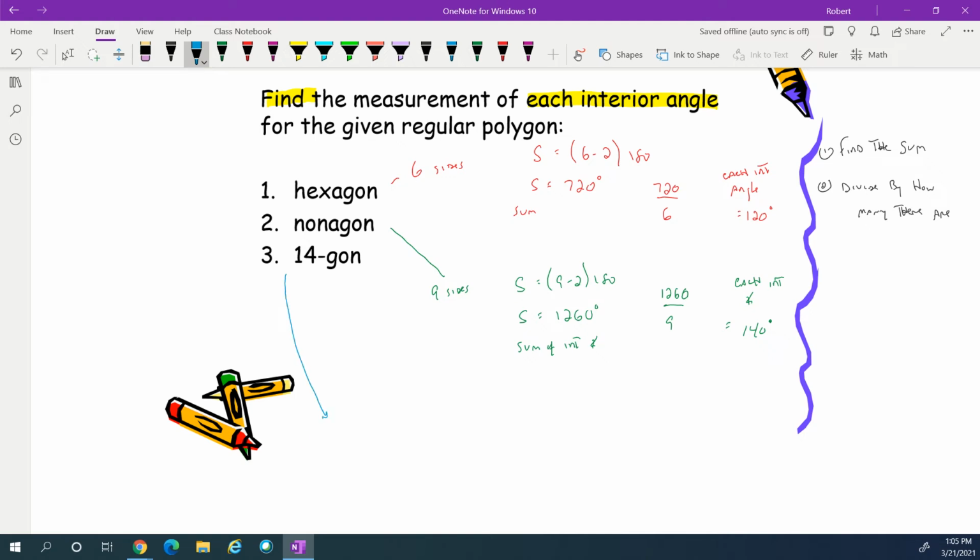So this is 14 sides, which means there's 14 interior angles. There's also 14 exterior angles. Well, since the sum of the exterior equals 360, I can divide by the number of angles and find out each exterior angle. Each exterior angle equals 25.7 degrees.